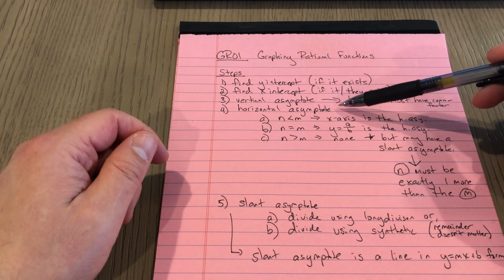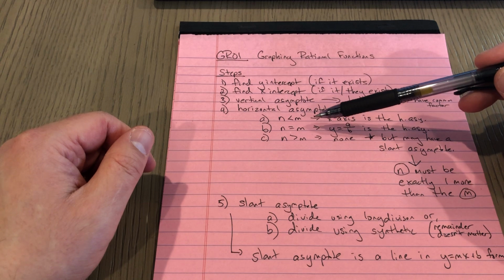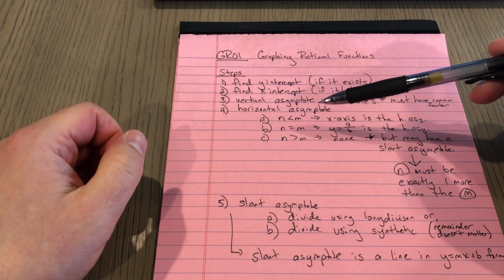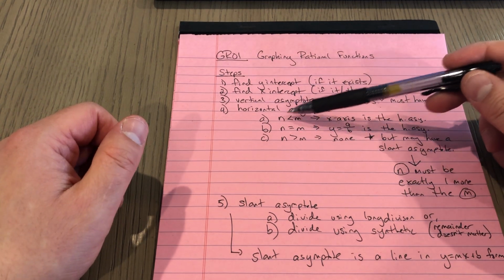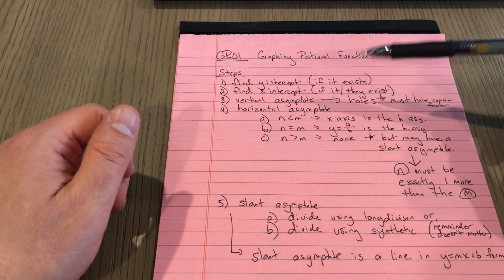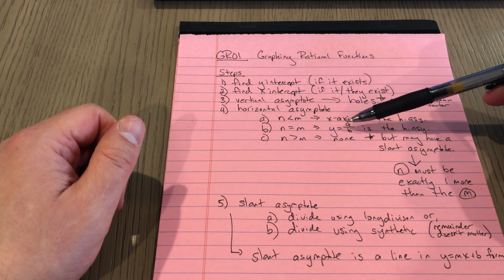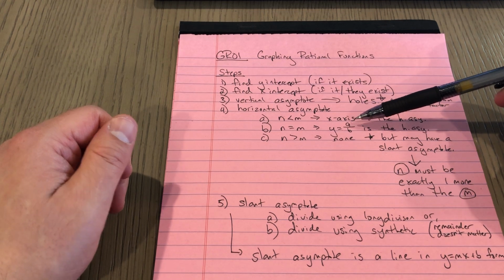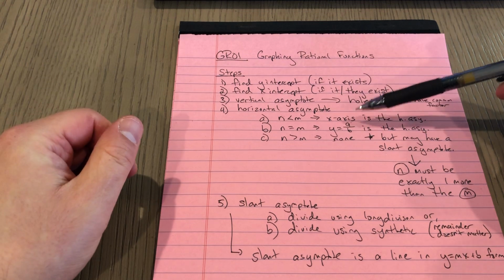Number 4, find the horizontal asymptote. Remember that has the 3 rules. N and M represent the power, or the highest exponent of the leading coefficient, in the numerator for N and the denominator for M. If N is less than M, the X-axis is the horizontal asymptote. The second choice is if N equals M, then the line Y equals A over B is the horizontal asymptote, A being the leading coefficient of the numerator and B being the leading coefficient of the denominator.